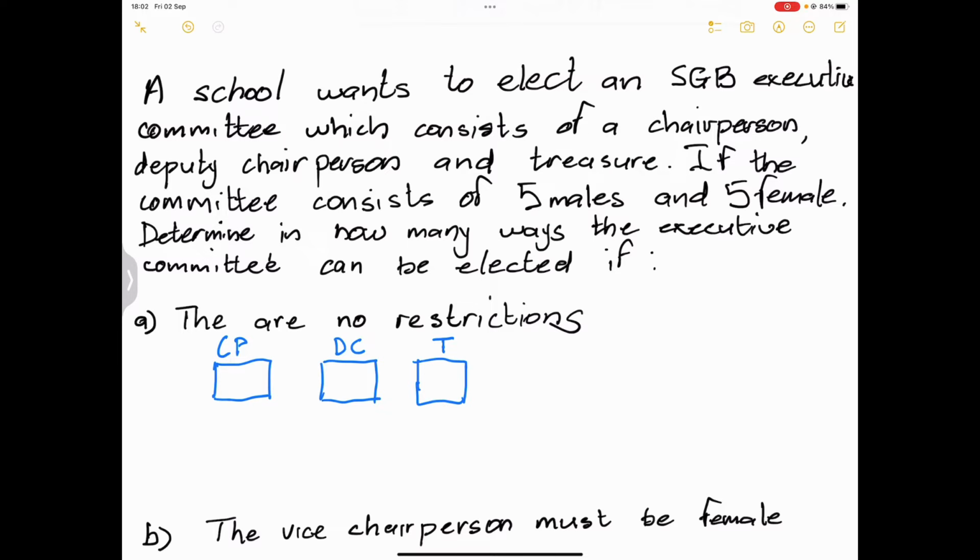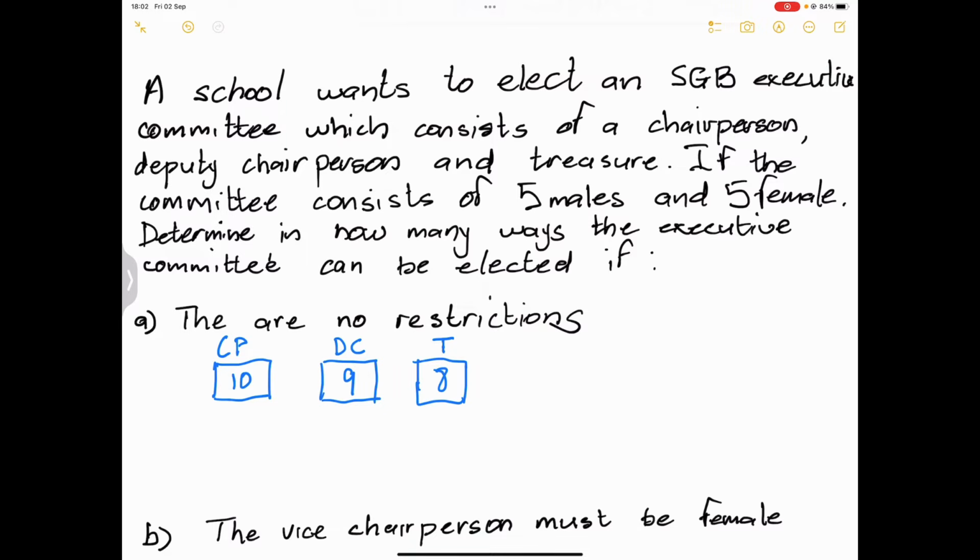In this case, we can choose from 10. So once we've chosen a chairperson, how many more people are left? There are now 9 people that we can choose from. And once we've chosen a chairperson and a deputy, how many people are left that we can choose from? That would be 8 in this case.